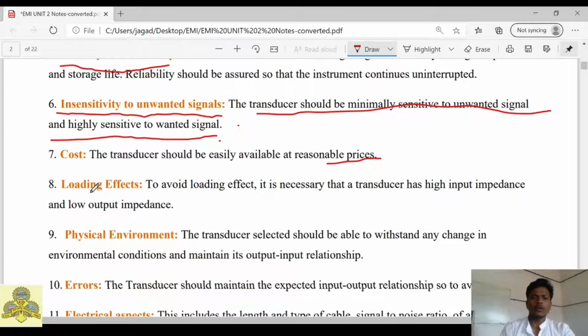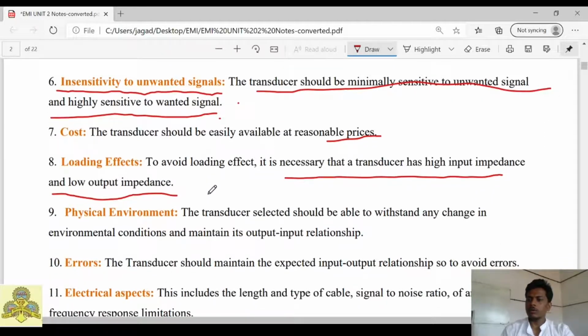Next we have loading effects. To avoid the loading effect, it is necessary that a transducer should have high input impedance and low output impedance. So if we have a transducer with high input impedance and low output impedance, then the loading effect can be minimized. Hope you know what input impedance and output impedance are.